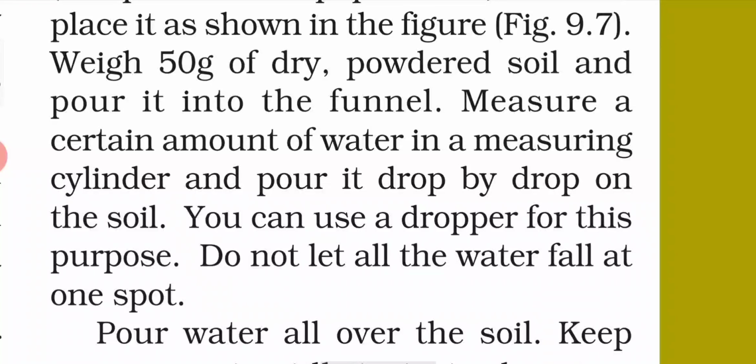So first of all, we take the funnel. In this funnel, we make another funnel using a filter paper or a newspaper sheet. Then we weigh 50 grams of dry soil in powder form and pour this soil in the funnel. Then we measure a certain amount of water. Suppose we are taking 50 ml of water. Then we pour this water on the soil drop by drop, and we have to be careful that it should not spill outside.